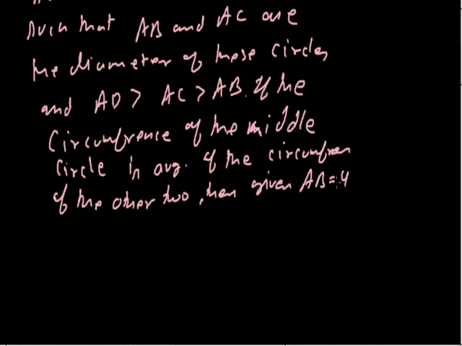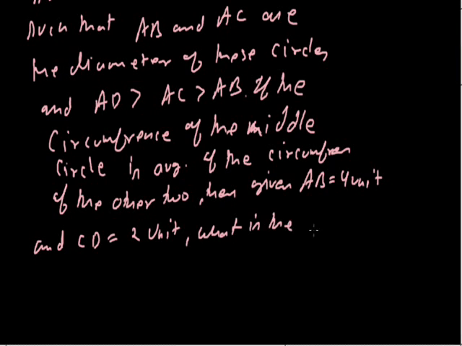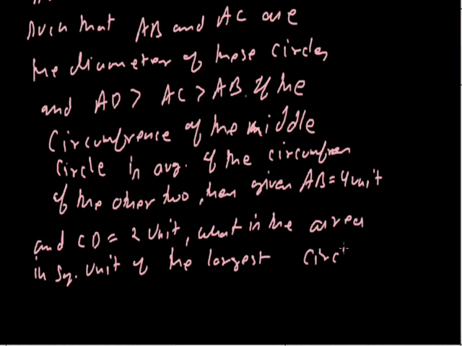AB equals 4 units and CD equals 2 units, then what is the area in square units of the largest circle?